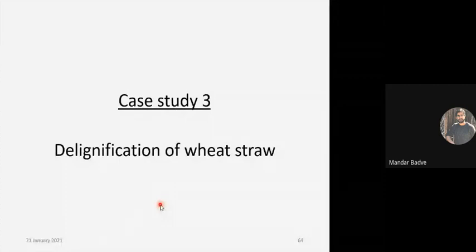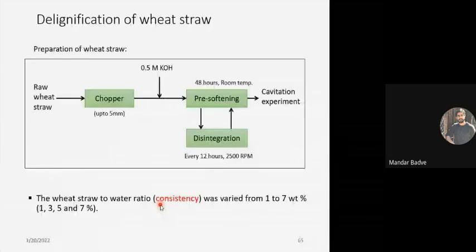So we used cavitation for the delignification of wheat straw. Initially we took wheat straw and fed it to a chopper to reduce the particle size; the average size was 5 millimeters. Then we added 0.5 molar potassium hydroxide as an alkali agent, which is responsible for the alkaline hydrolysis. Then the pre-softening of the wheat straw was done for 48 hours at room temperature, and in between we did disintegration of the wheat straw every 12 hours at 2,500 RPM in a standard laboratory disintegrator.